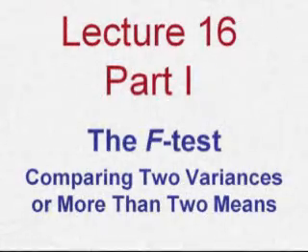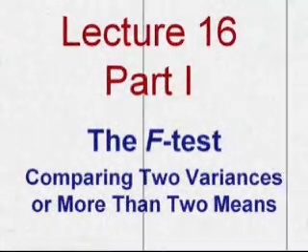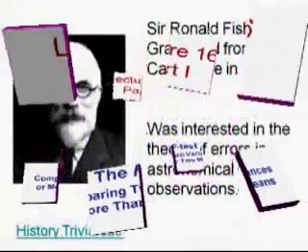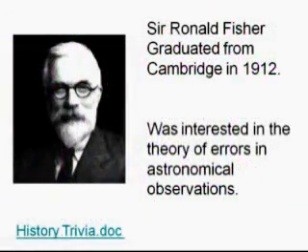In this lecture, we will introduce the F distribution used to compare two variances and more than two means. The F distribution was developed by Sir Ronald Fisher. The F is used to honor his name. It was Fisher's interest in the theory of errors in astronomical observations that eventually led him to investigate statistical problems. You can download some history trivia from the provided link.